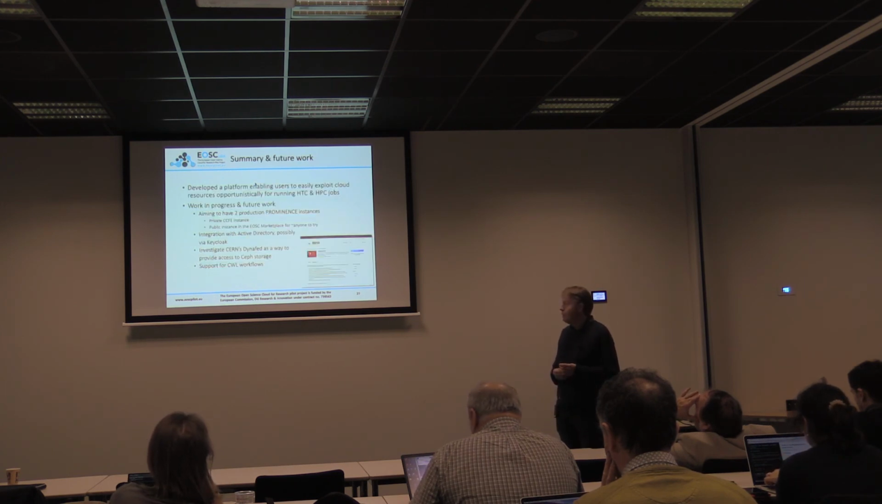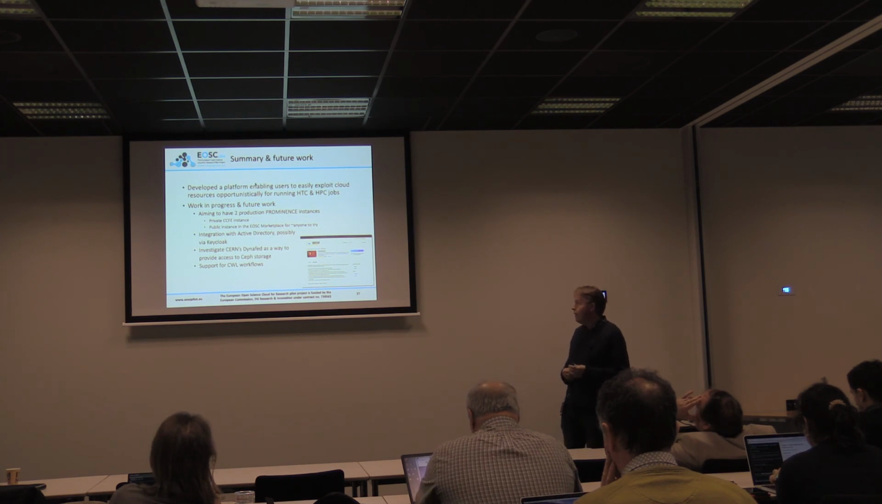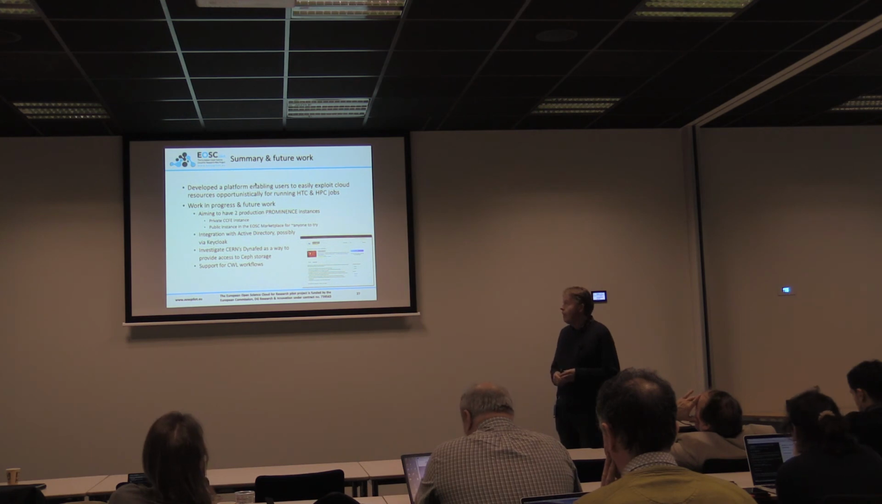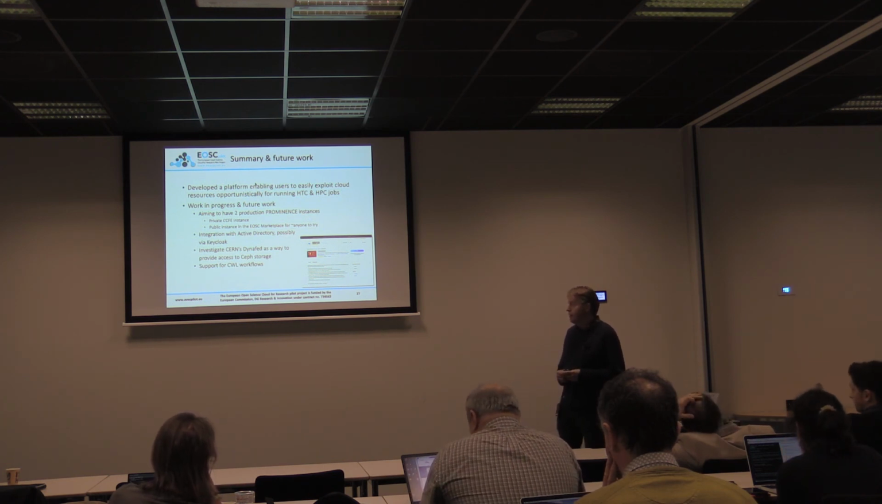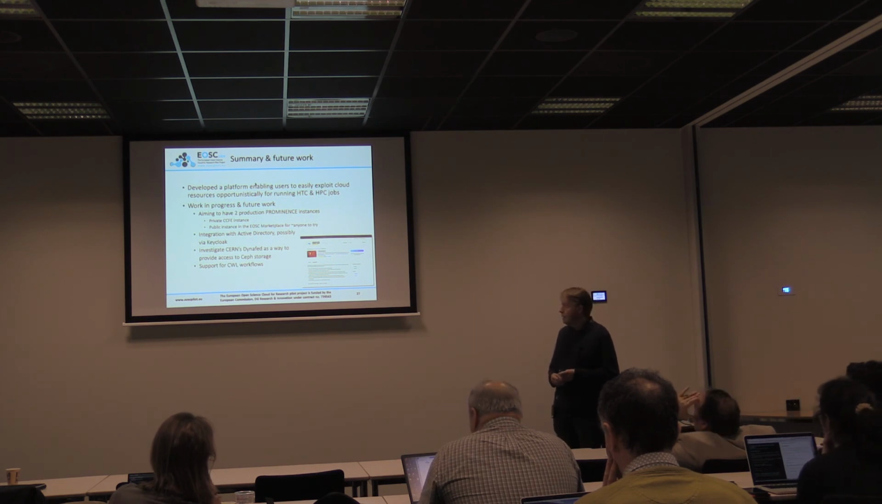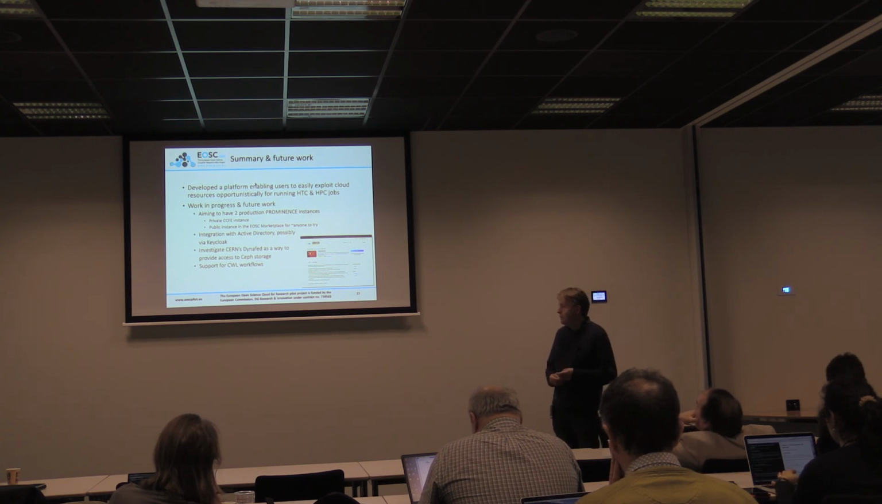In terms of summary and future work, we've developed a platform that enables users to easily exploit opportunistically both clouds as well as external HPC resources if necessary. In terms of work in progress, we're aiming to have two production instances of PROMINENCE later this year. There'll be a private instance for us to use at Culham. Also, we want to have a public instance in the EOSC marketplace, which anyone will be able to access and try out the service, but obviously with access to a small number of resources.